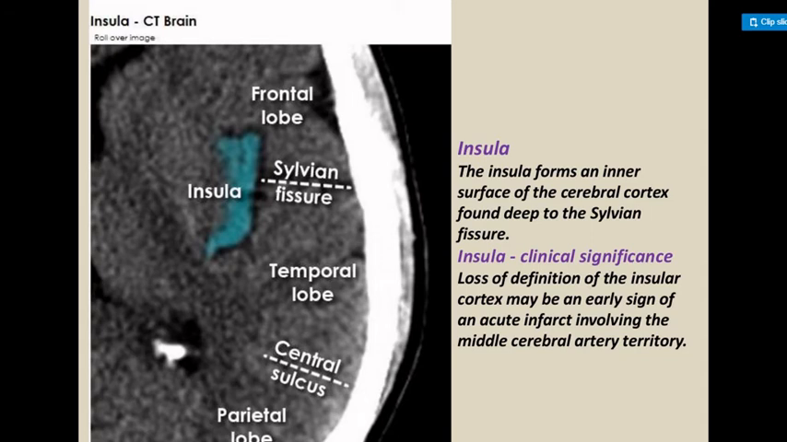Insula. The insula forms an inner surface, this blue area, of the cerebral cortex, found deep to the Sylvian fissure. Note that it is deep to the Sylvian fissure. Clinically significant, loss of definition of the insular cortex may be an early sign of acute infarction involving the middle cerebral artery territory. So it is very important that when we find loss of definition of the insula, it means that there is some disturbance in the middle cerebral artery, infarction or thrombosis or the like.